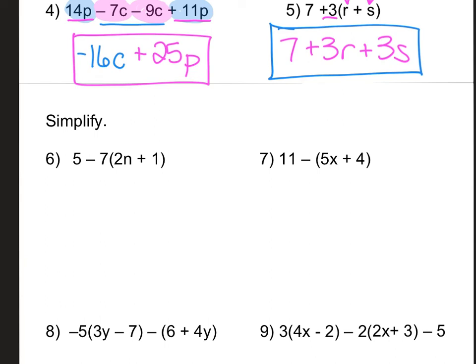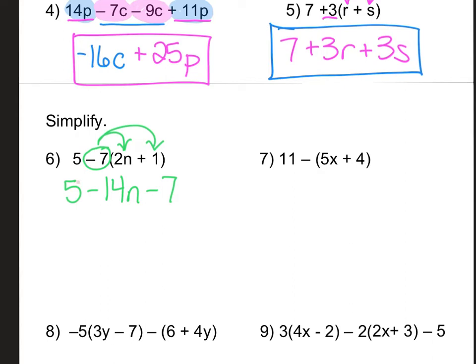Same thing, we do have some parentheses, so the first thing that we want to do is go ahead and distribute. One big mistake that people make is when they distribute, they don't take that negative with them. If that negative is in front of the 7, it belongs to that 7, which means that it needs to get distributed with the 7. The 5 just comes straight down. Now we have negative 7 times 2n, so we get negative 14n. And negative 7 times a positive 1 is negative 7.